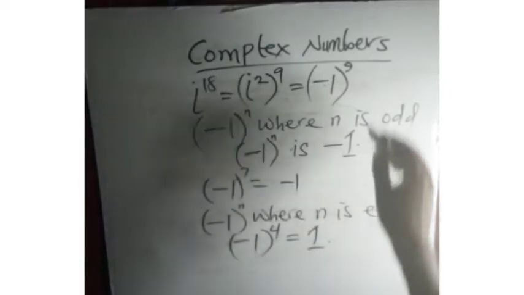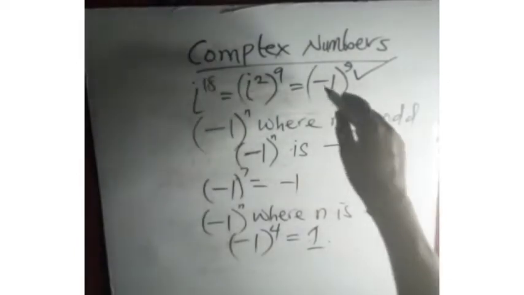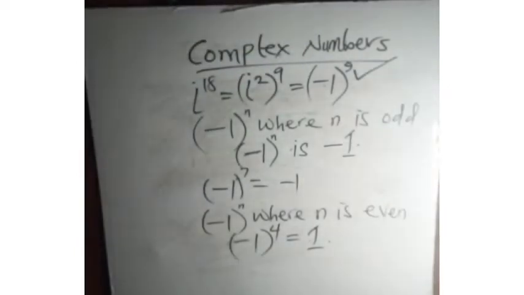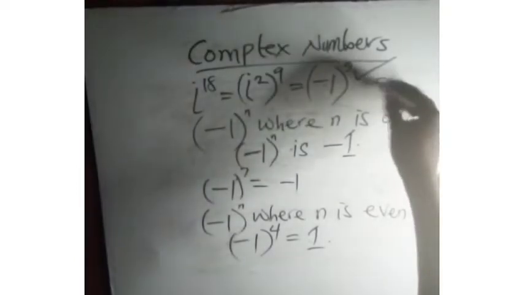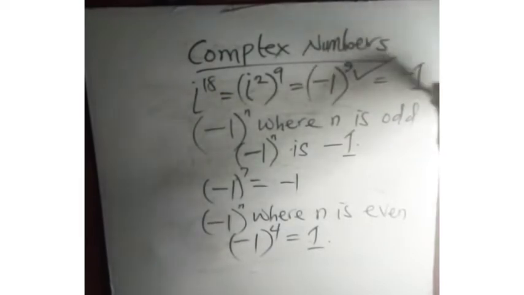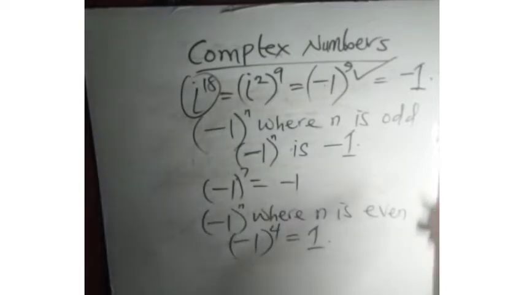Okay, so in this kind of case we have it that this is minus 1 raised to the power of 9. And 9 is an odd number. So we have that this is minus 1. So i raised to the power of 18 is minus 1.